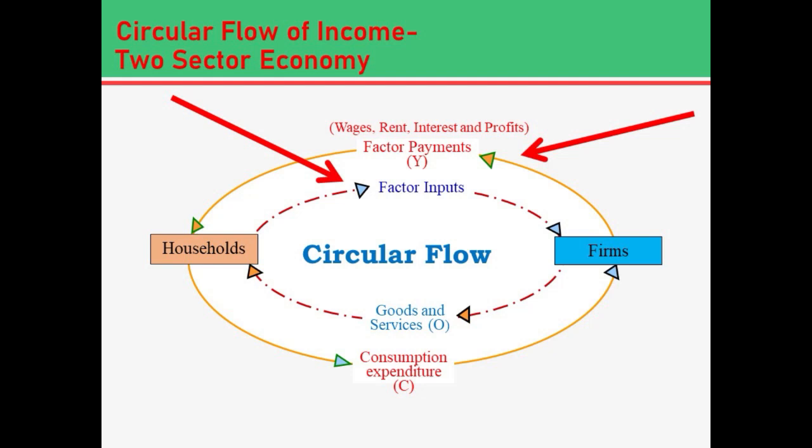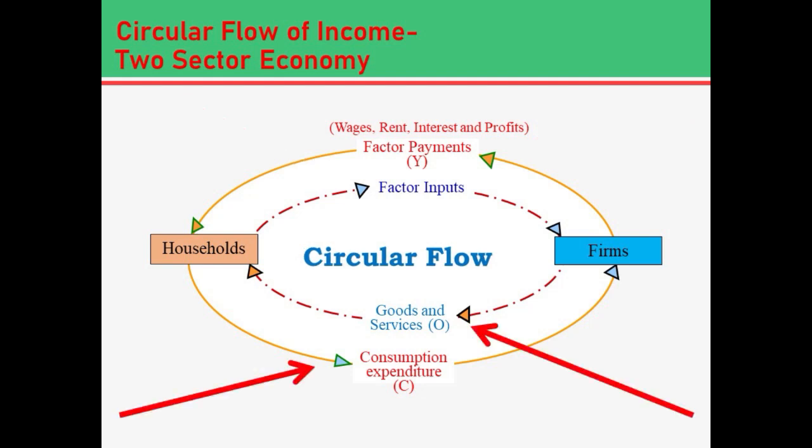In the second round, what is happening? What the household sector is receiving in terms of factor income, which is exactly equal to the factor payment by the firms, is now going to be spent in purchase of goods and services provided by the firms. So this is what is said as consumption expenditure. That means household sector is now making consumption expenditure on the purchase of goods and services which are provided by the firms. So this is the second round of flow.